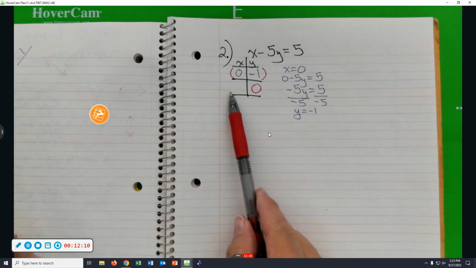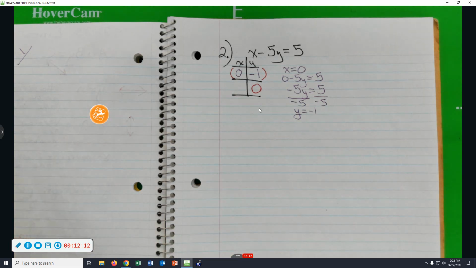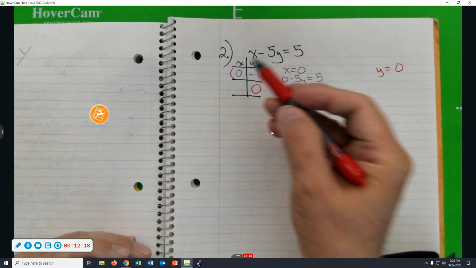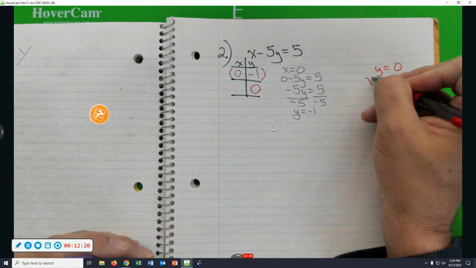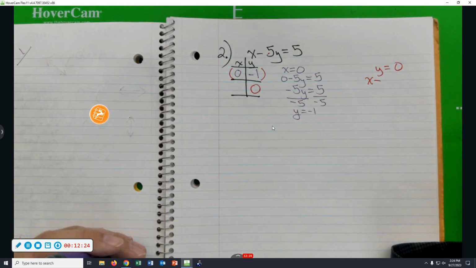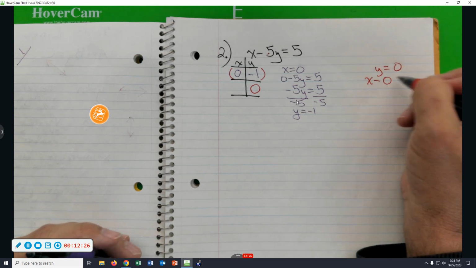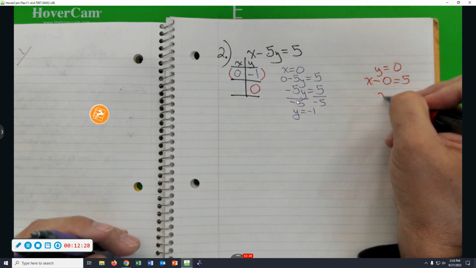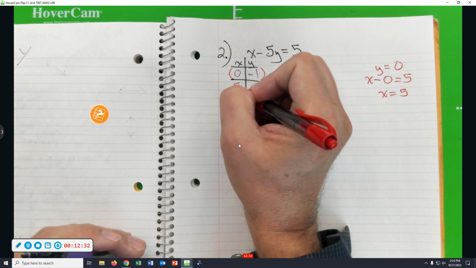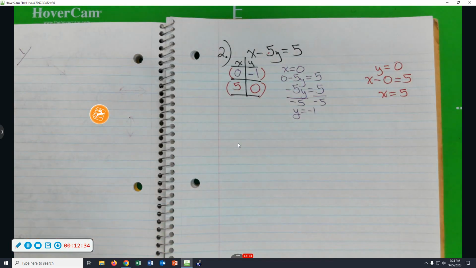What's this second row saying to do? Put in 0 for y, so we're going to put in 0 for y. So we have x minus 5 times 0 is 0 is equal to 5, so we just have x equals 5. There's my second ordered pair. Now before we, why don't we go ahead and draw the graph?